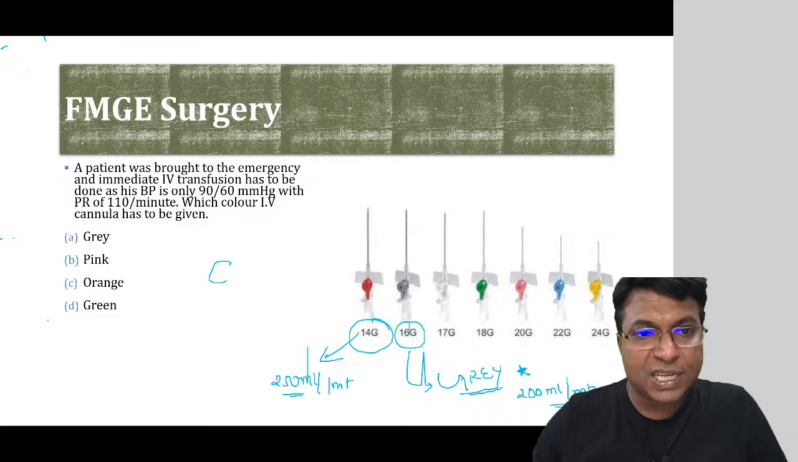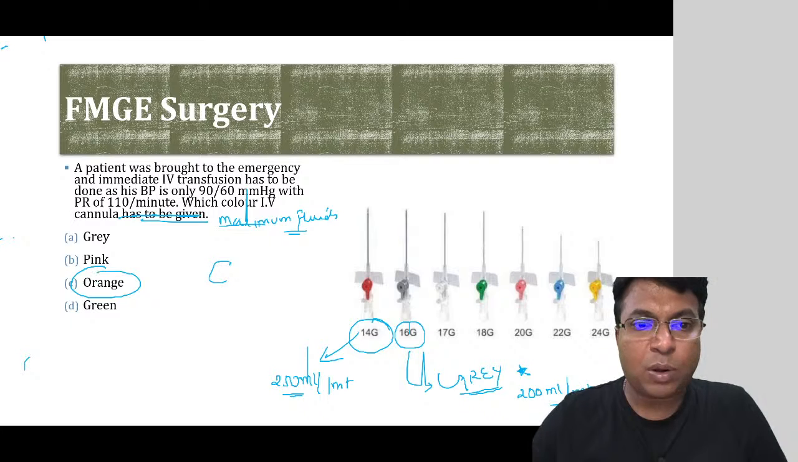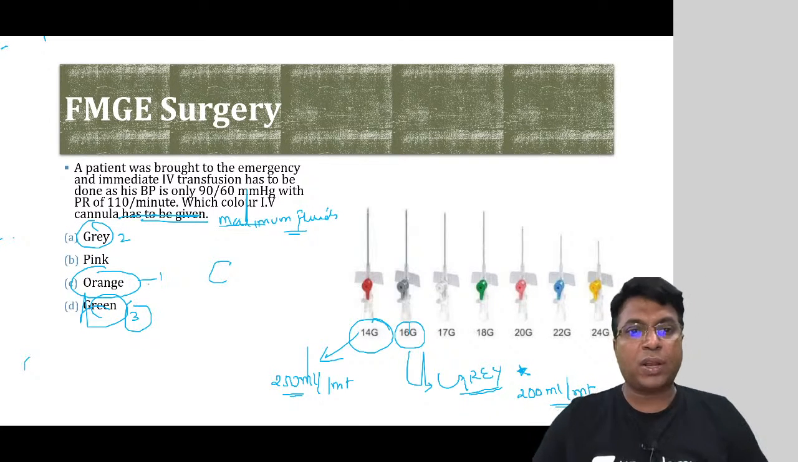Actually, the question was not which color cannula has to be given. The question is: with which color cannula can we provide maximum fluids? The maximum fluid can be provided with the orange cannula. First orange, second grey, third green. This is the order: 1, 2, 3.